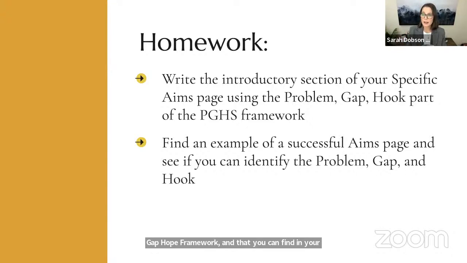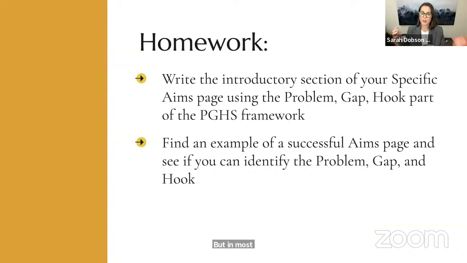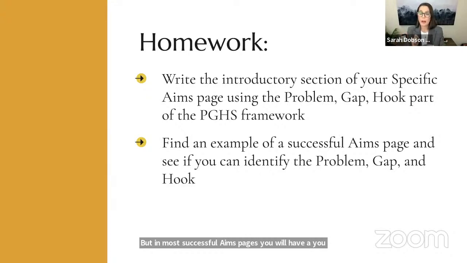And then another thing that will be really helpful for you is if you can find an example of a successful Aims page and see if you can identify the problem, the gap, and the hook. It might not actually be there unless they worked with me. But in most successful Aims pages, you will have that context, and you will have an identification of a clear gap. The one thing you may not have clearly delineated is a hook, but see if you can find those different pieces in a successful Aims page from your own subject matter area. That's going to be the most useful for you.